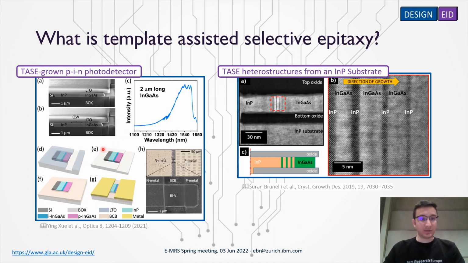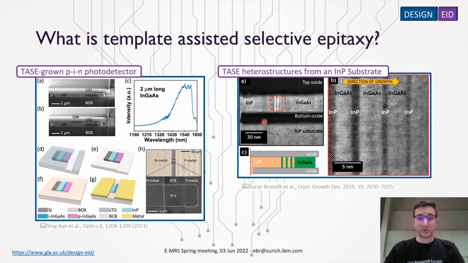In this study, the authors were able to integrate a PIN photodetector made of III-V material directly on silicon using TASE. After they grew the device, they stripped the template oxide to contact the P and N side of the photodetector to conduct photocurrent measurements.